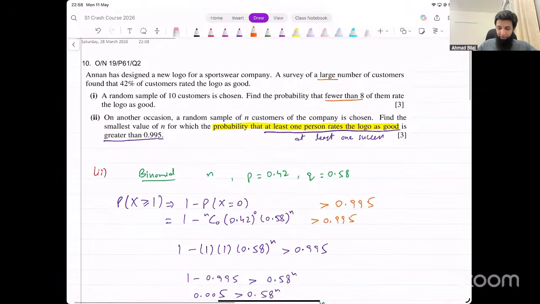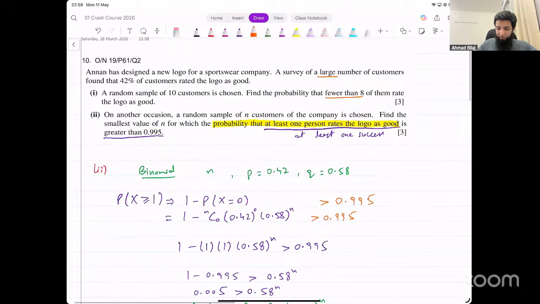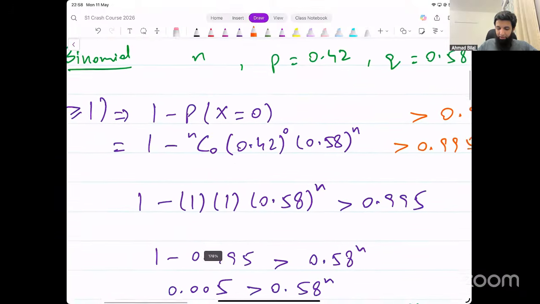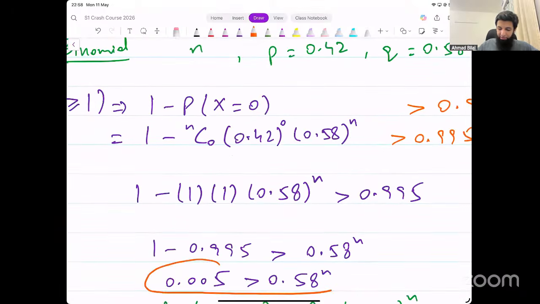How do we solve the inequality? We simplify everything. This is what we end up getting at the end: 0.005 is greater than 0.58 raised to power n. Now, how do we solve an inequality like this? n is in the power, right?